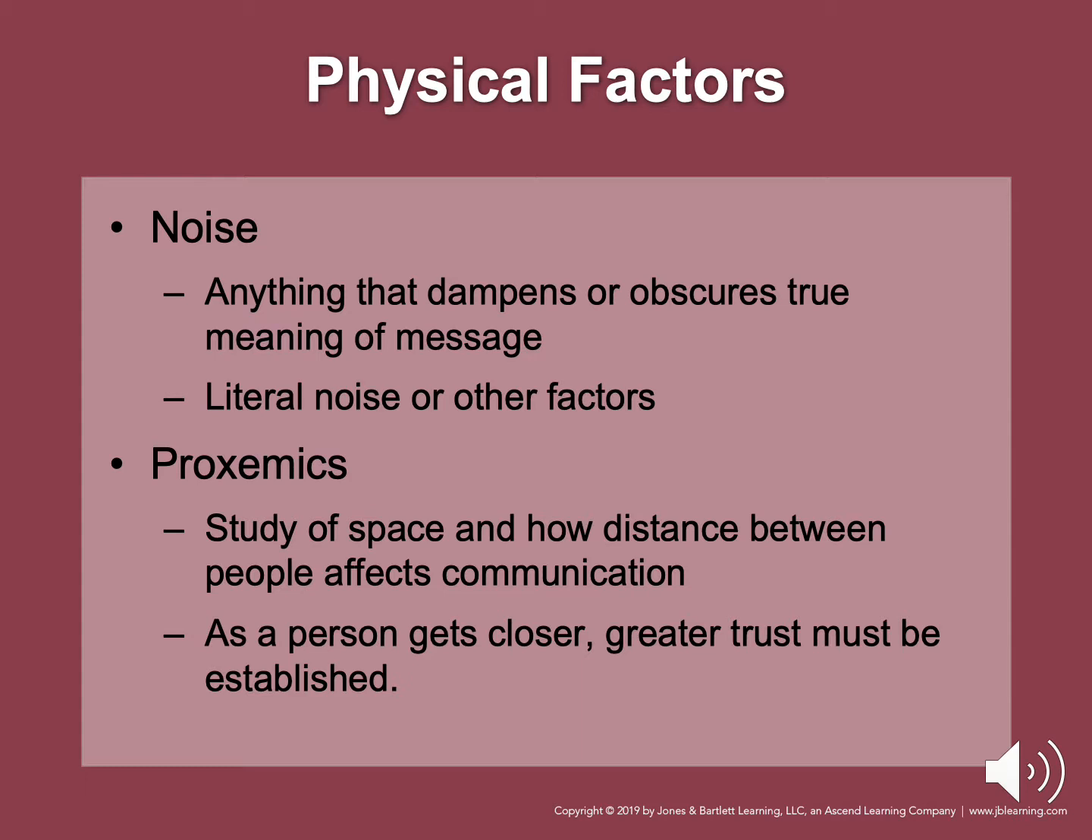Proxemics is the study of space and how distance between people affects communication. So the appropriate distance depends on the levels of trust and intimacy between the two parties. As a person gets closer, a greater and greater sense of trust must be established. Some people will let you get into what I call their personal space. Most personal spaces are within arm's length of a person. Me personally, I don't like people getting into my personal space. I have a problem with that, unless I have a strong relationship with you.